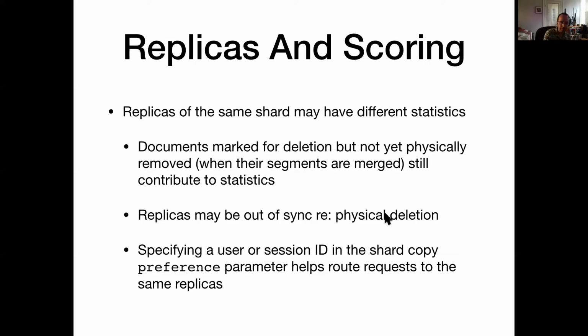So, if this behavior is unacceptable, you can specify a user ID or a session ID in the shard copy preference parameter when you execute the query. What this does is it tries to route requests that are coming from the same user session to the same replicas. So even though the replicas have different term statistics, you're hopefully always hitting the same replica within the same user session, and you don't end up getting documents coming up in different orders when you execute the same query multiple times.